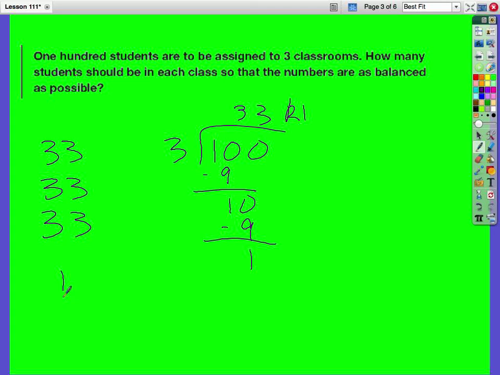Now, I can't just leave a student out, so I'm going to have to put that 1 into another classroom. So instead of one of them having 33, this is now going to have 34. So how many should be in each class so there's balance as possible? Our answer would be 33, 33, and 34 students. So there we had that remainder 1. We had to add it to one of the classes.